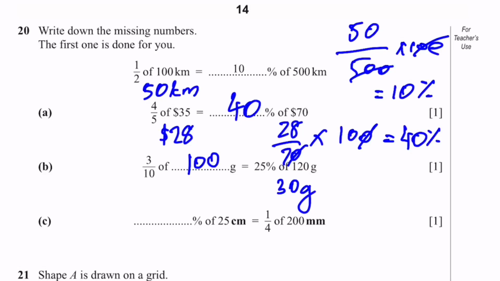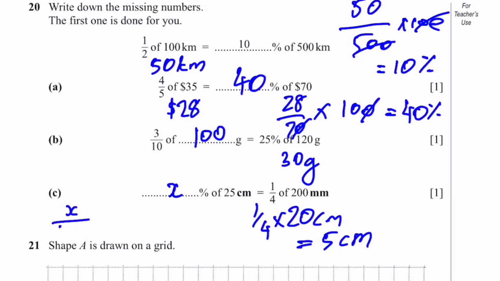C. Dash percent of 25 centimeters is equal to 1 by 4 of 200 millimeters. Take account of what they have put in bold, the units. The units are not the same, so we can't do this right away. We need to first make the units the same. So 200 millimeters is equal to 20 centimeters. And 1 by 4 multiplied by 20 centimeters is equal to 5 centimeters. And 5 centimeters is dash percent of 25 centimeters. So let's keep it as x percent.